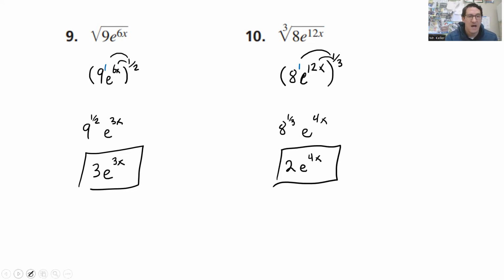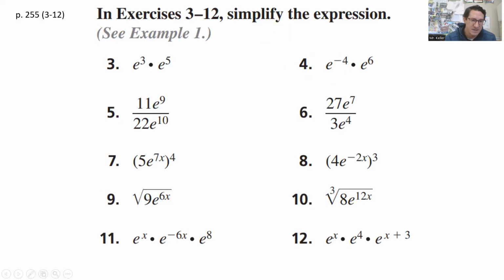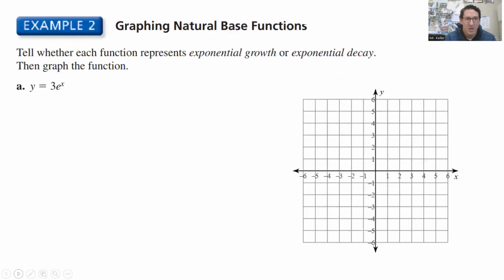All right. Next thing we're going to do, oh, there's the assignment from the book. Next thing we're going to be doing is graphing it and then talking about if it's exponential growth or decay.